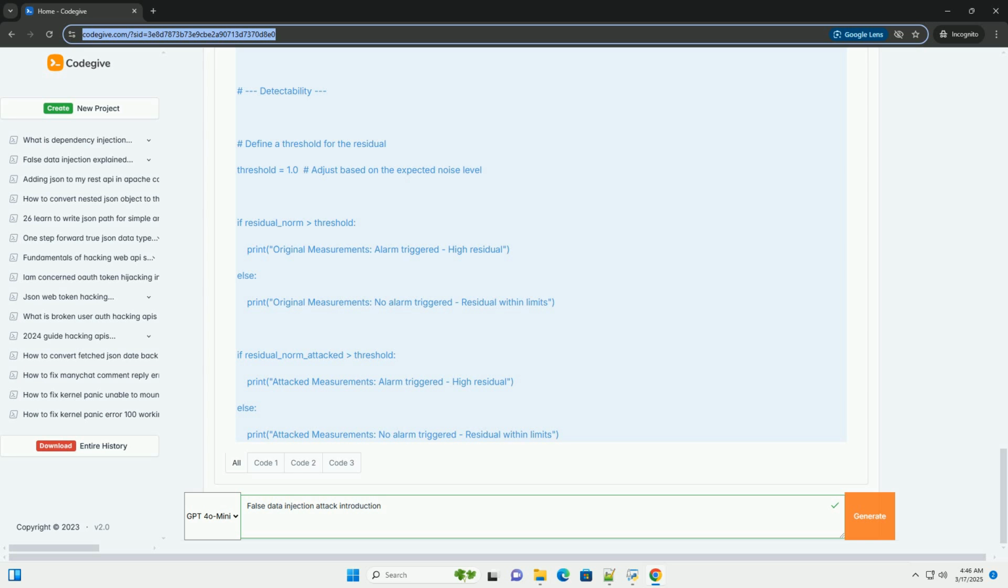Conclusion. False data injection attacks pose a serious threat to the reliability and security of cyber-physical systems. By understanding the principles behind these attacks, their construction, and effective mitigation strategies, engineers and security professionals can better protect critical infrastructure from cyber threats. This tutorial provided a foundational understanding and a practical code example. However, real-world systems are significantly more complex, requiring ongoing research and development to stay ahead of evolving attack techniques. Remember to always adapt the code and security considerations to the specific characteristics of the system you are protecting.